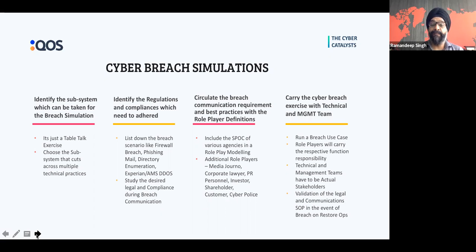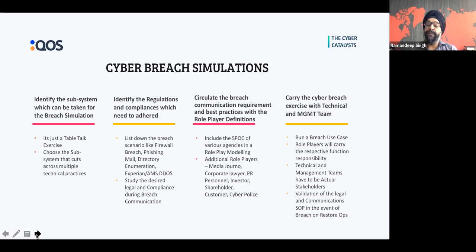Then in the third step, we circulate the best practices of communication, in which roles are being played by the real role players. An IT manager will play an IT manager role, a plant security manager will play a safety manager role, the CEO will play a CEO role, the CIO will play a CIO role. But we will also create some role models. Smart people will create somebody as a media journalist, a corporate lawyer, PR personnel, who are not very clearly seen in these organizations.